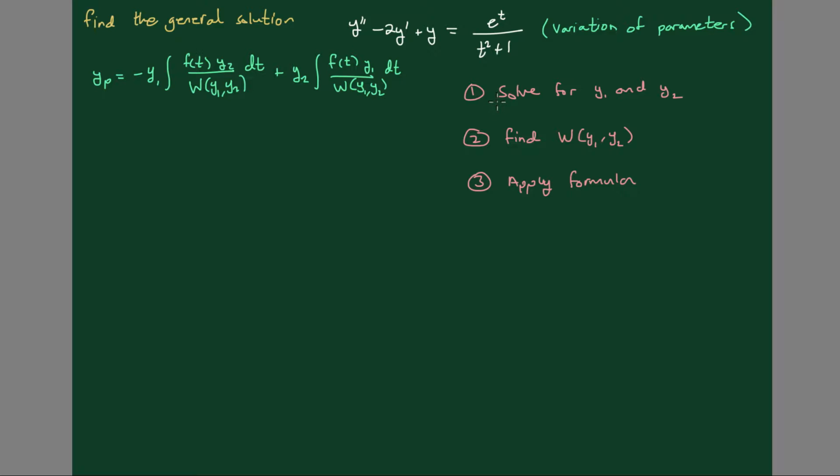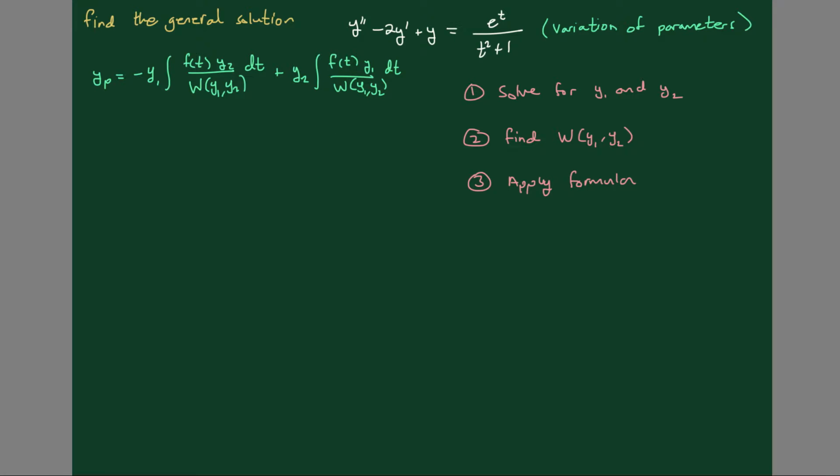So our first step here is going to be to solve for y1 and y2. y1 and y2 make up the homogeneous solution to the differential equation. They make up the solution to the homogeneous differential equation. So we have to solve for the homogeneous solutions. Once we find the homogeneous solutions, we take their Wronskian so that we can apply them in these integrals. So once we have the Wronskian of the two homogeneous solutions, then we simply apply the formula here, which is just to evaluate these two integrals.